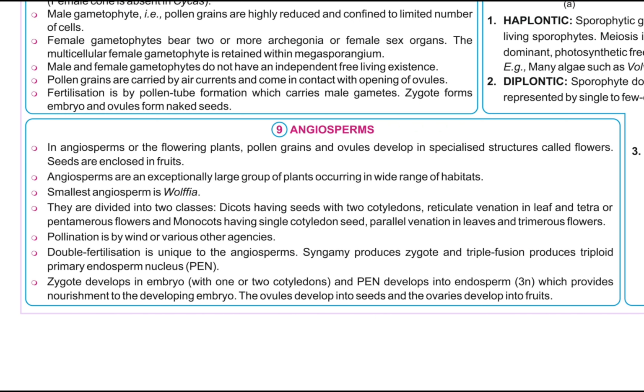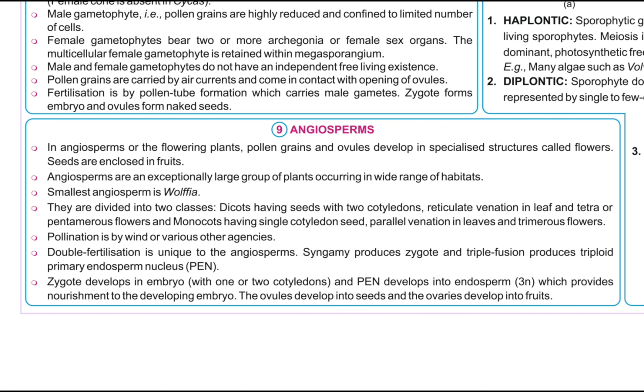Angiosperms. In angiosperms, or the flowering plants, pollen grains and ovules develop in specialized structures called flowers. Seeds are enclosed in fruits. Angiosperms are an exceptionally large group of plants occurring in a wide range of habitats. The smallest angiosperm is Wolffia. They are divided into two classes: dicots, having seeds with two cotyledons, reticulate venation in leaves and tetramerous or pentamerous flowers, and monocots, having single cotyledon seeds, parallel venation leaves and trimerous flowers.